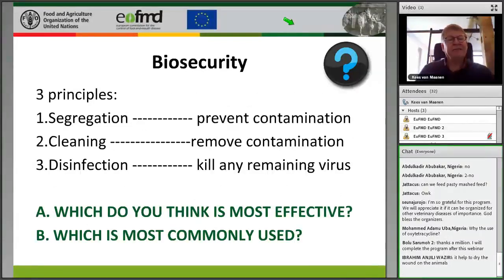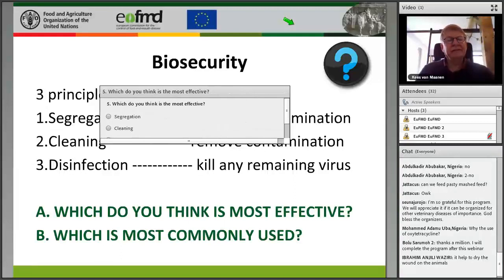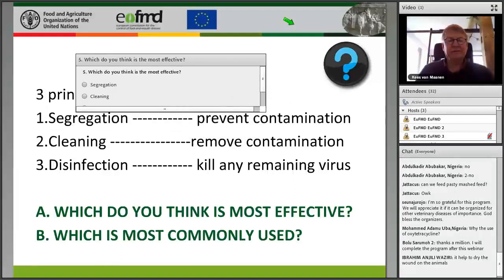There are three main principles in biosecurity. The first one is segregation, to prevent contamination. The second one is cleaning, to remove the contamination. And the third one is disinfection, to kill any remaining virus. So I have two questions for you. The first one is, which of these three do you think is most effective? And the second question is, which of these three is most commonly used?